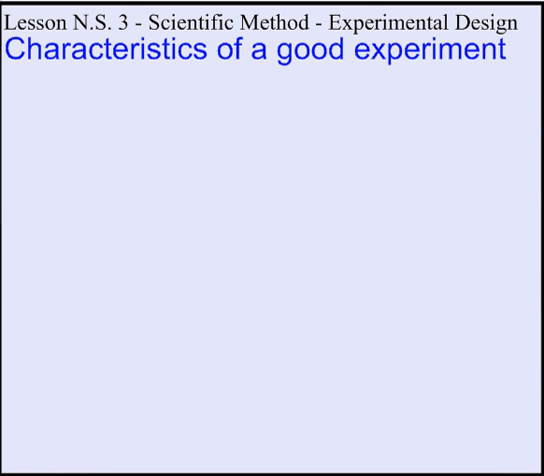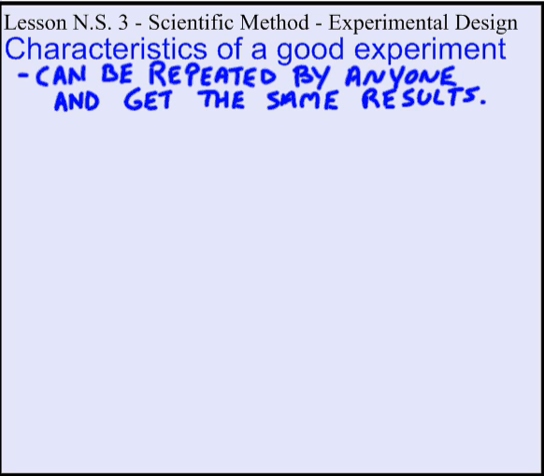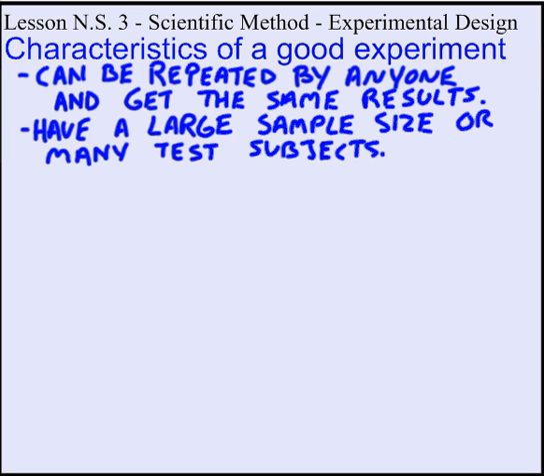Okay, now let's write down some of the characteristics that make a good experiment. A good experiment is repeatable. It could be repeated by anyone and they would get the same results. A good experiment will have a large sample size or many test subjects. This is something that comes up on both the state test and the living environment regions.